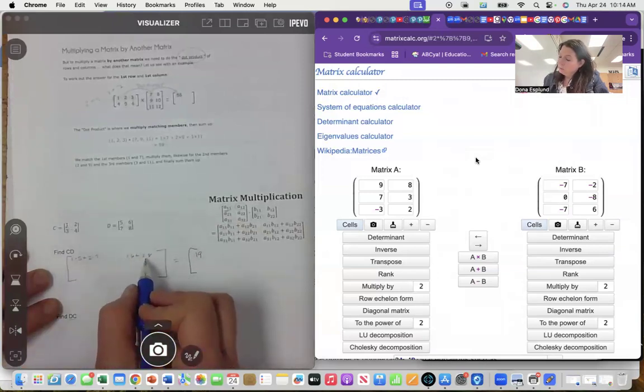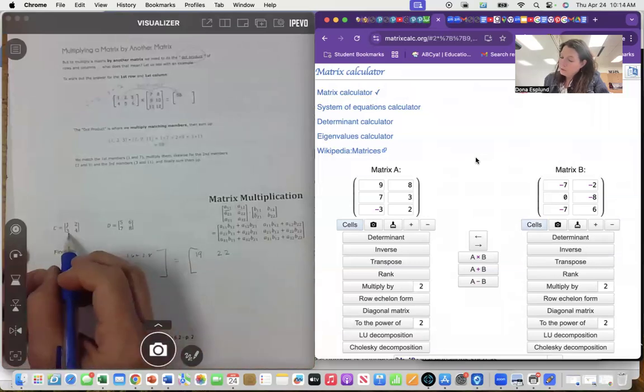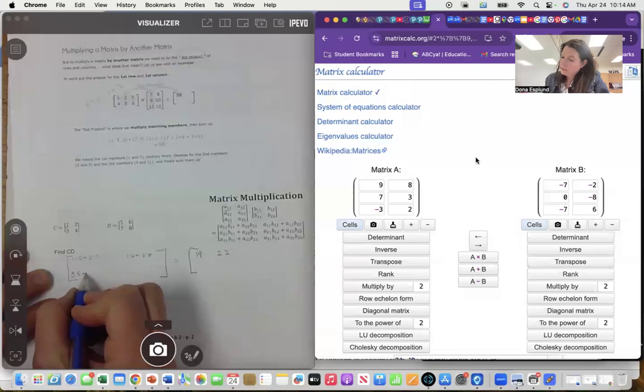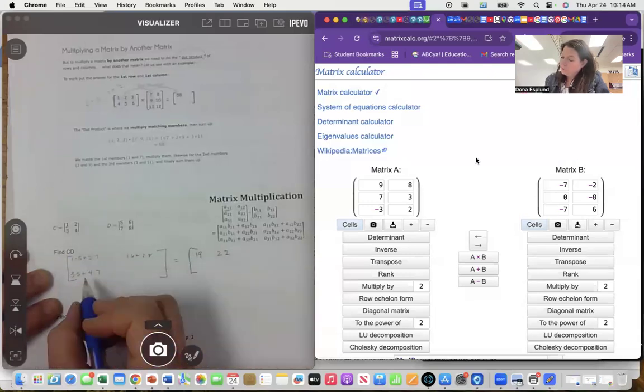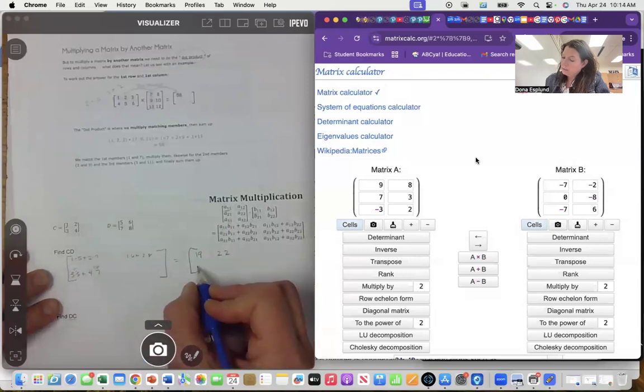And 6 plus 16 should give me 22. Then I'm going to take 3 times 5 plus 4 times 7. And then 3 times 5 would be 15, and 4 times 7 is 28. And so that would give me then 33.